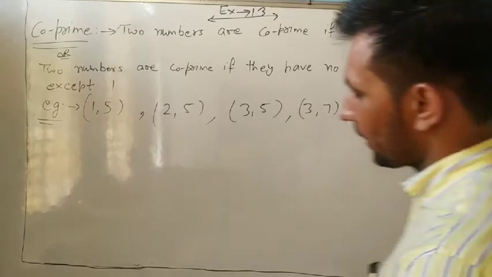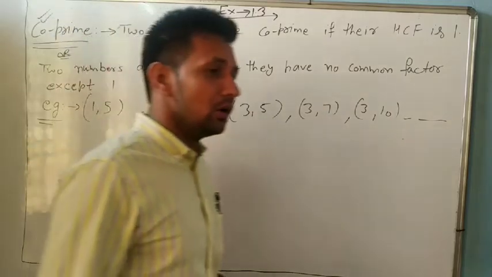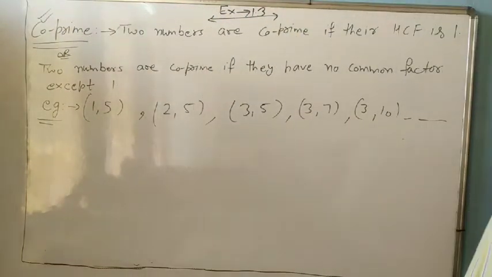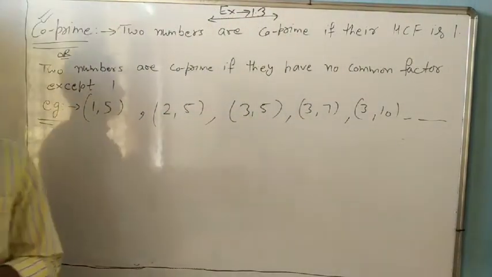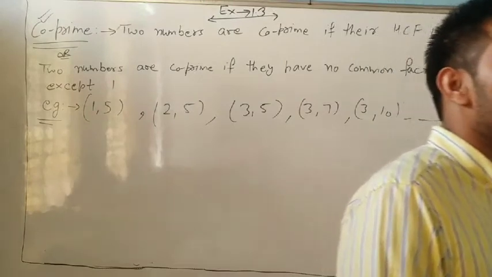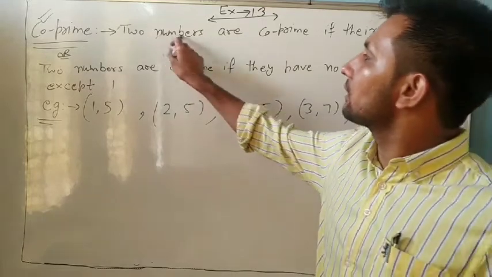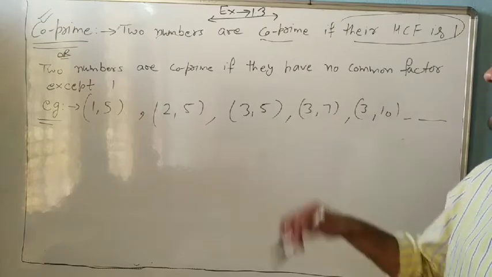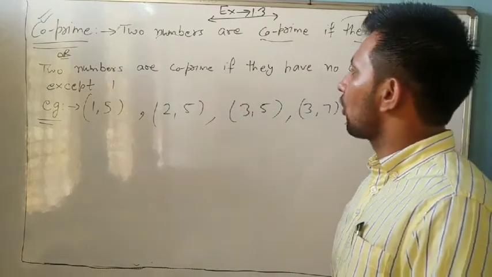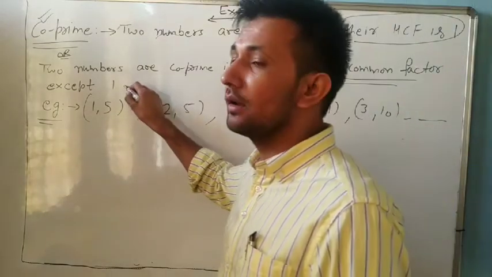Now the last point before we start the exercise. What is co-prime? Everyone knows what is prime. If a number has no factor except one and itself, it is a prime number. We have already done this many times. Now co-prime. What is co-prime? Two numbers are co-prime if their HCF is 1. Or you can say that two numbers are co-prime if they have no common factor except 1.